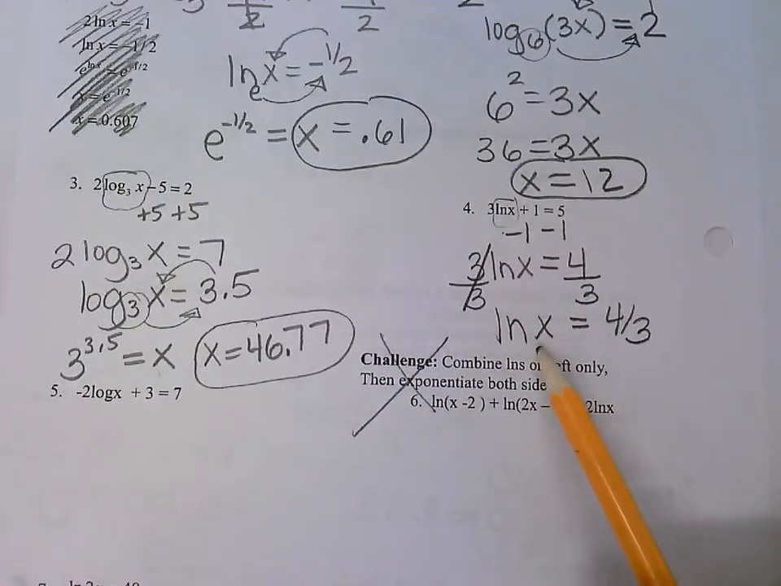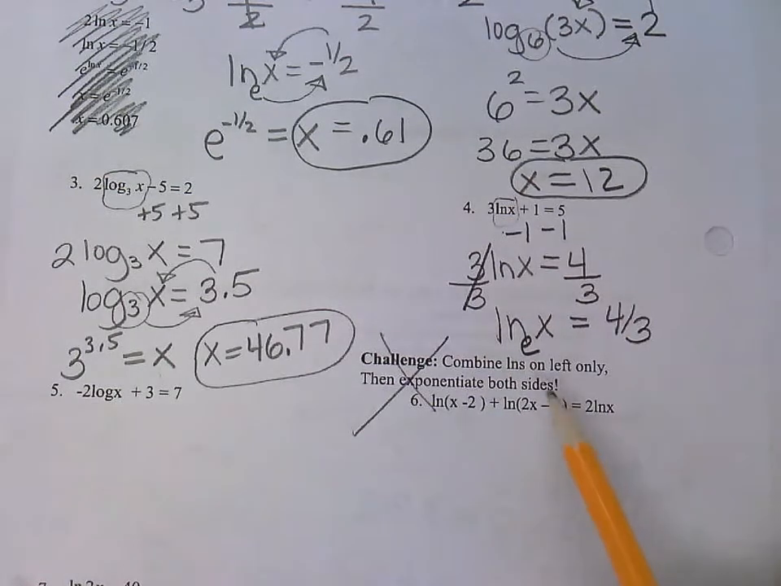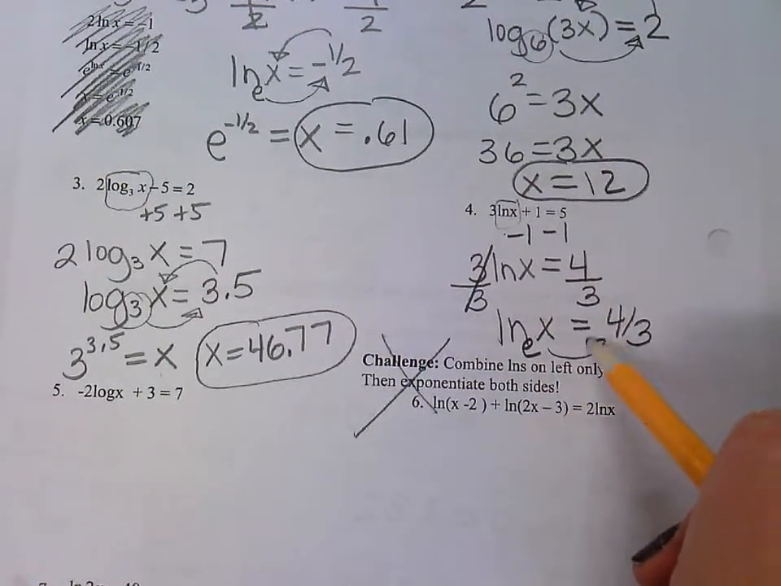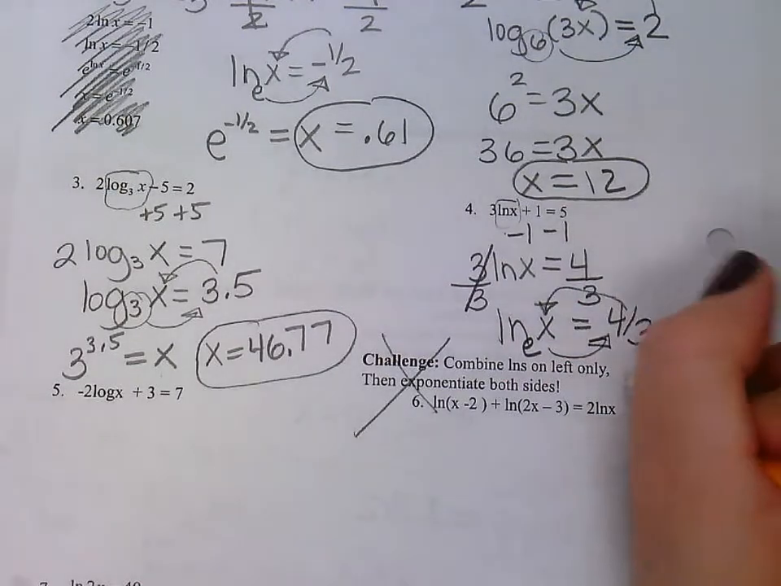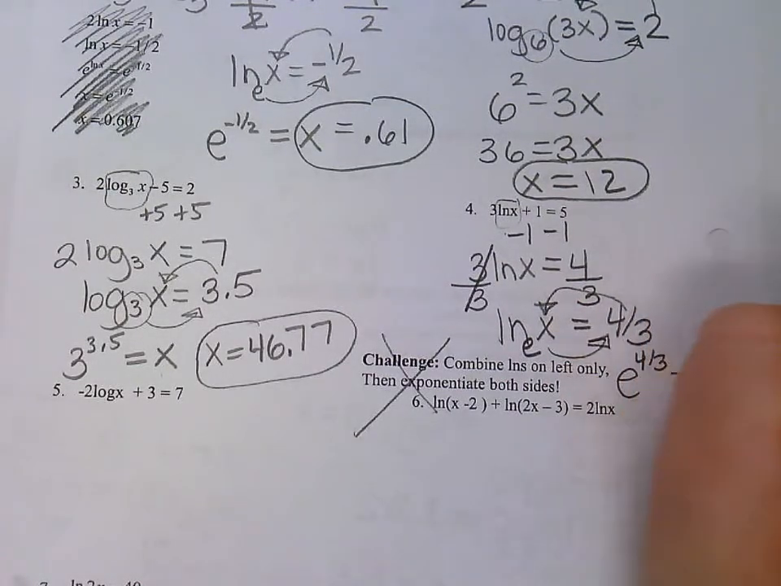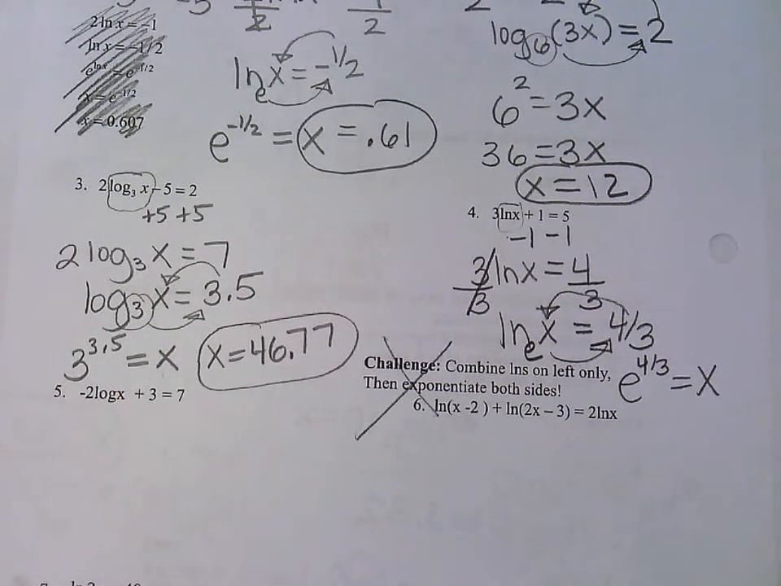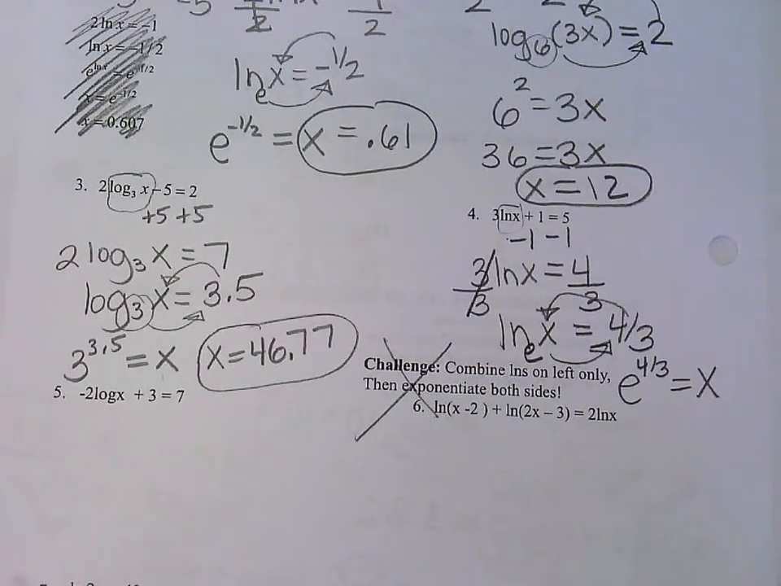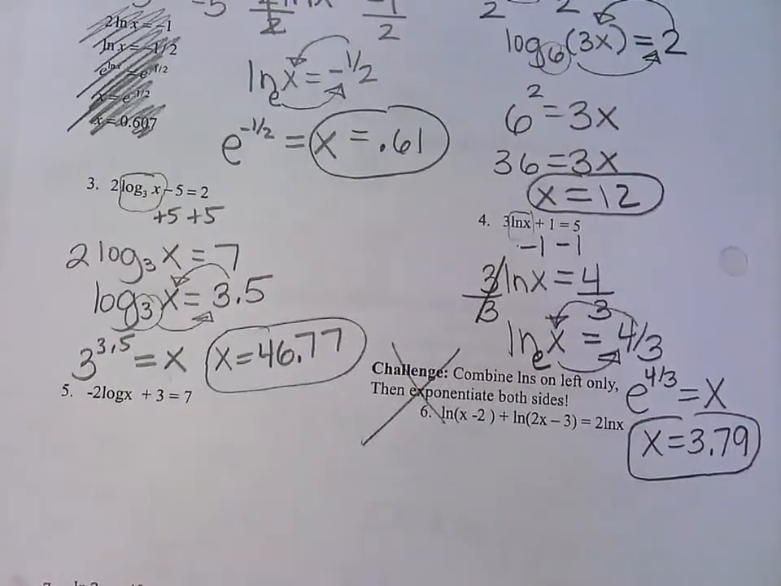You need a base in order to switch forms. So what's the base that's missing here? e. So e raised to the 4/3 power will give me the x that's inside the log. e to the 4/3 power equals x. So take e on your calculator and raise it to the 4/3 power, and tell me what you get. Yep, 3.79.